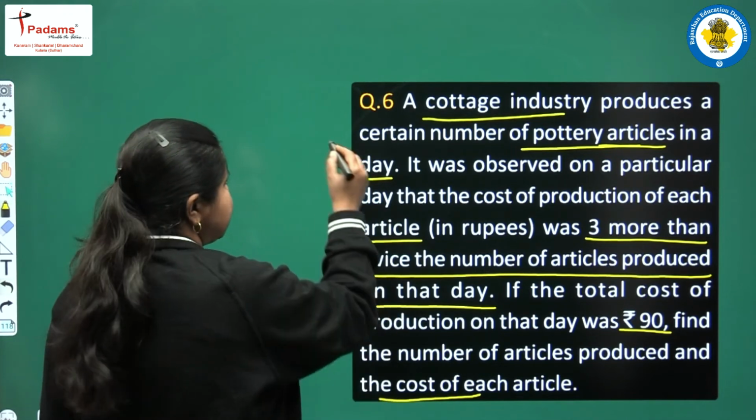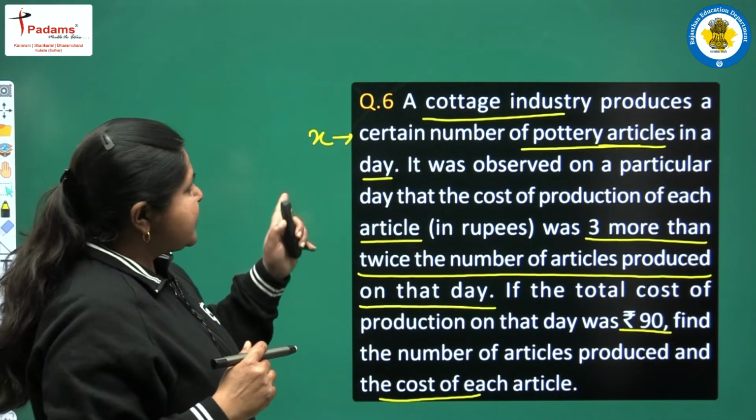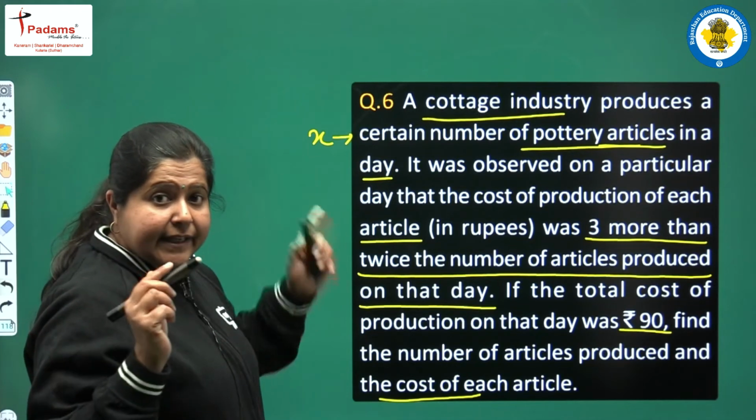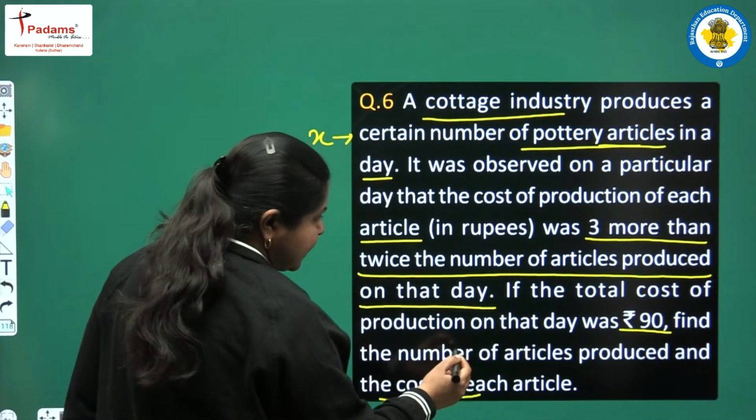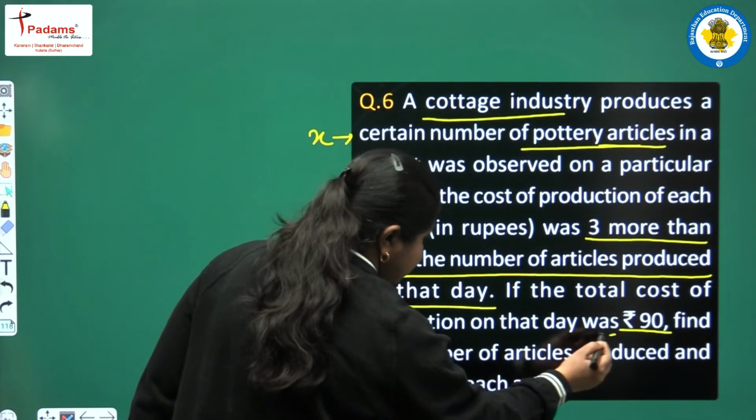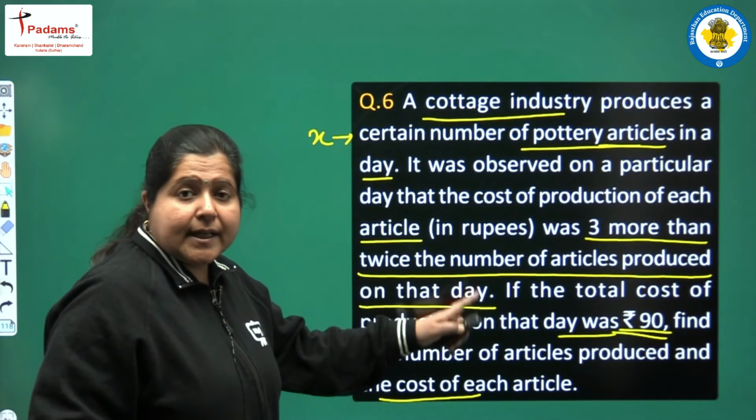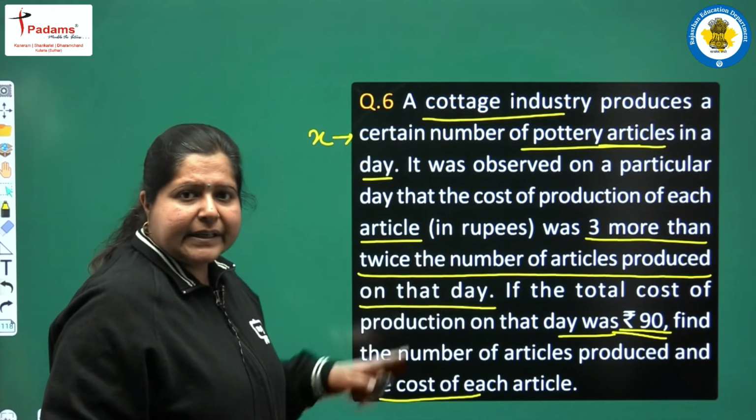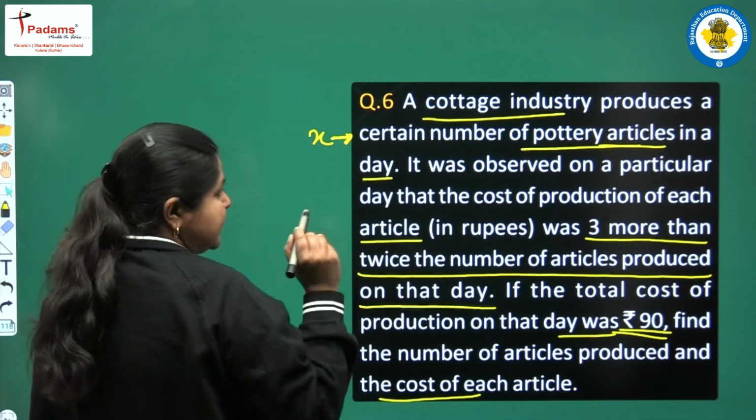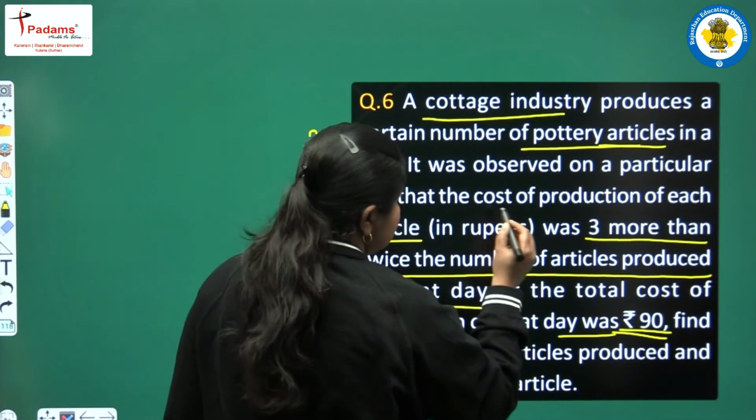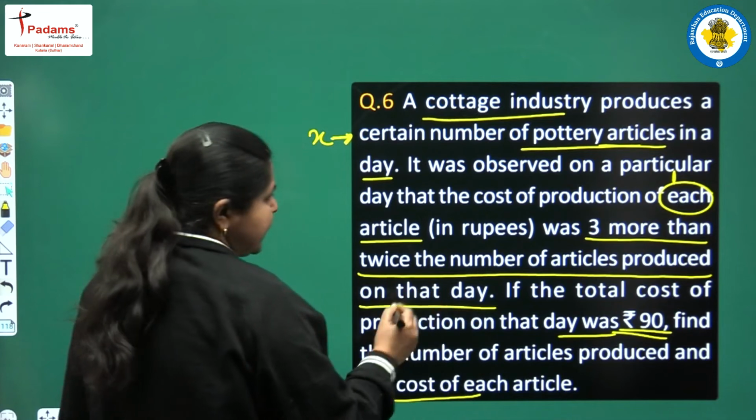We take that number to be X. Suppose the industry is producing X number of articles, and here we are talking about one particular day also. It has been given that on a particular day the total cost of production was ₹90. तो उस दिन जिस दिन टोटल कॉस्ट था प्रोडक्शन का ₹90, हम मान रहे हैं number of articles produced on that day is X.